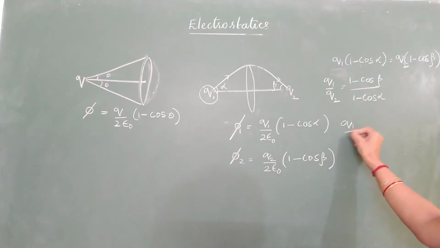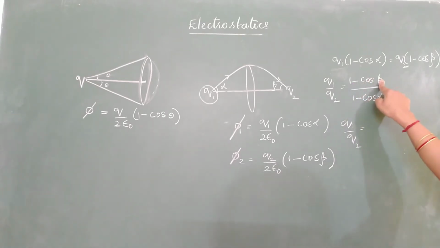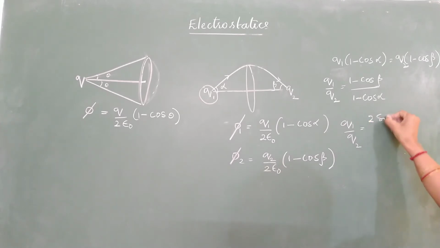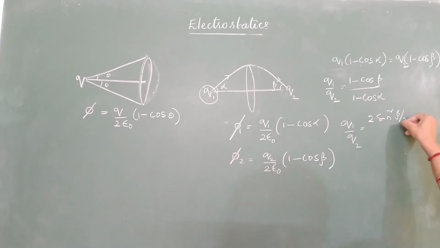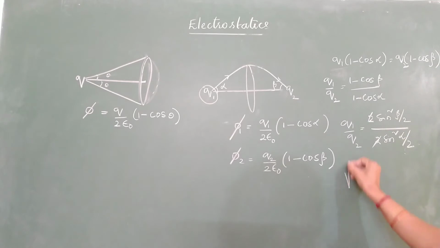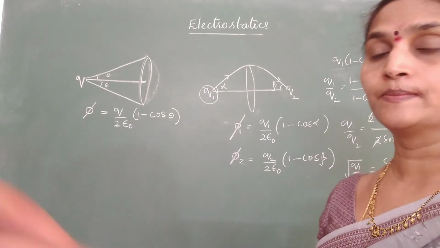If I further simplify it using trigonometric functions, 1 minus cos 2 theta can be written as 2 sine square theta. So 2 sine square beta by 2 by 2 sine square alpha by 2, or square root of q1 by q2 becomes equal to sine beta by 2 by sine alpha by 2. So simplification is up to you.